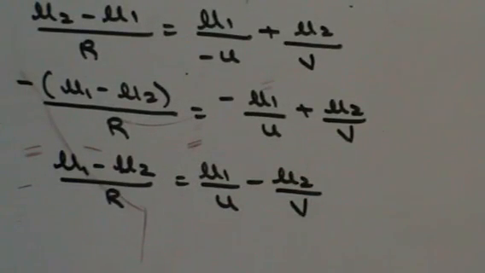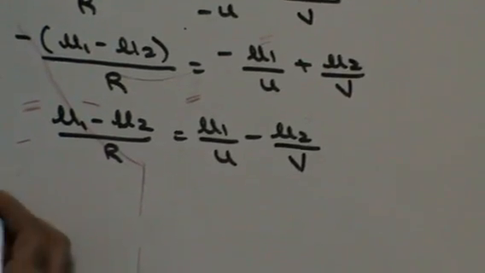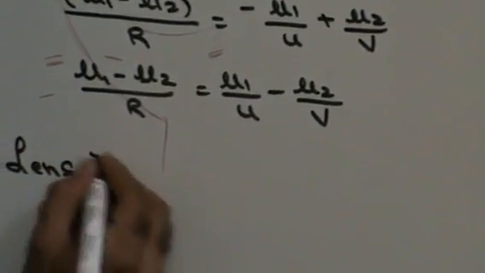And this is called as the spherical surface formula. Right? Do we understand the spherical surface formula? So, spherical surface formula is mu2 minus mu1 upon R is nothing but mu1 upon U minus mu2 upon V. Now using this, I can derive the Lensmaker's equation. Let us find out the Lensmaker's equation.